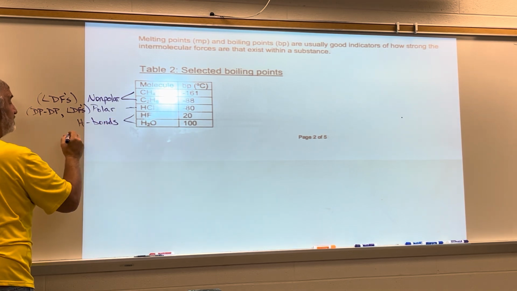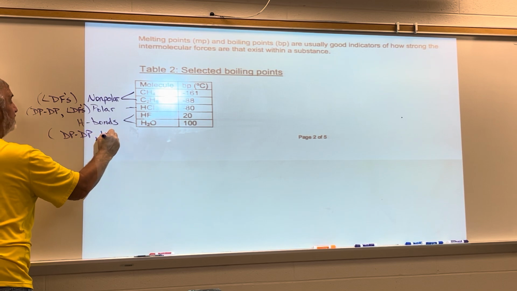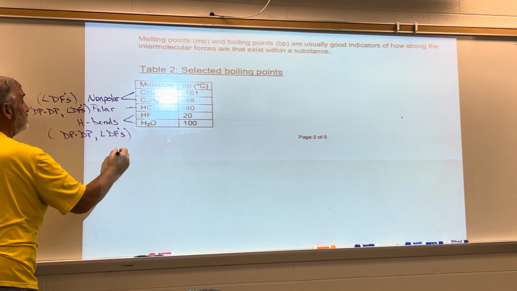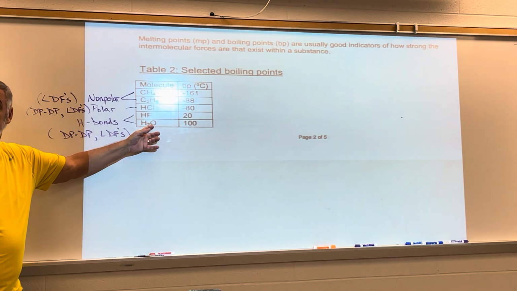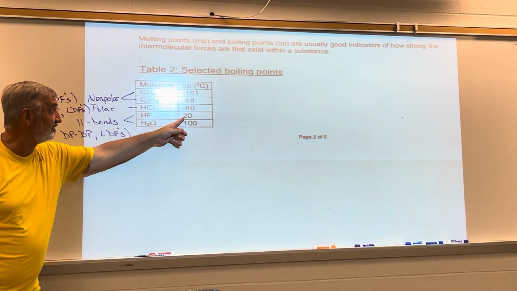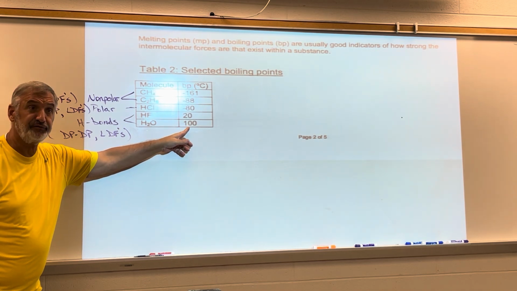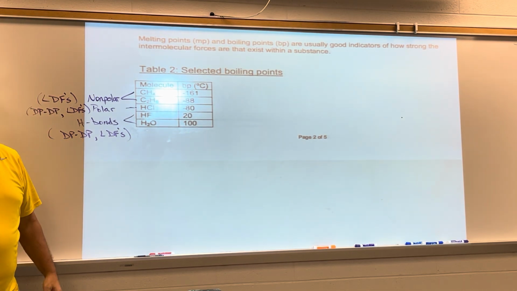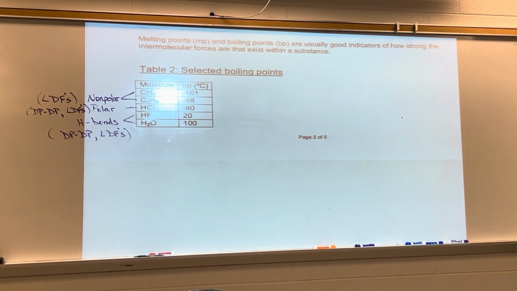And if it has hydrogen bonds, it has all three. So it also has dipole and LDS. So notice it's got the strongest of your intermolecular forces. But the melting point of HF is 20, H2O is 100. So what does that mean about water's attractive forces versus HF? Much stronger. Because water has two places for it to hydrogen bond with another water.